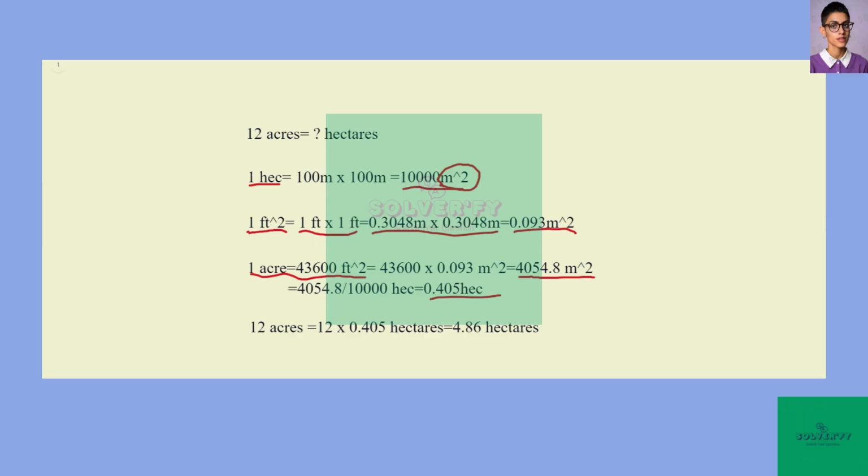Once we have this, to calculate the equivalent of 12 acres, we simply multiply 12 by the number of hectares per acre, and then we get that 12 acres equals 4.86 hectares. And that's how you solve this problem.